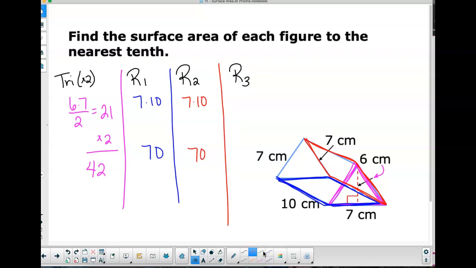And then the last one would be this rectangle right here. Which is what? 7 times 10. They were all the same. This triangle was 7, 7, 7. So, last step is to add it all together.